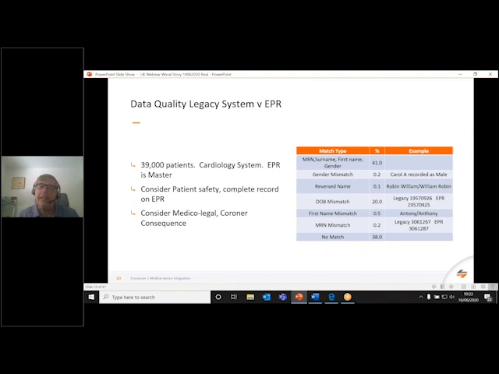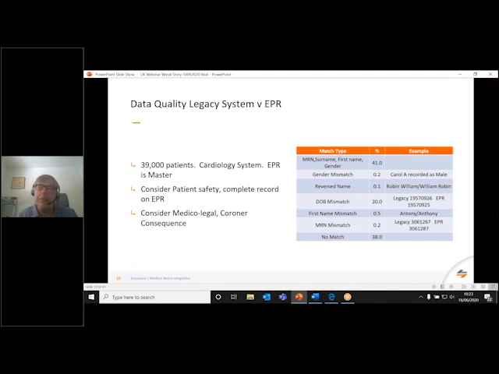Some things are silly, like gender mismatch. Carol is recorded as a male. Some are Robin Williams, William Robin. They're quite low percentages, but for that patient record, that's quite important. If we can't find Robin William on the legacy system because he's called William Robin. Date of birth mismatches again. In the legacy, you can see it's the 26th of the month, and the EPR says it's the 25th. Minor things, but when we go fully electronic, any messages that we send from the EPR to the new cardiology system would fail because of the date of birth mismatch. Date of birth is one of the key identifiers.